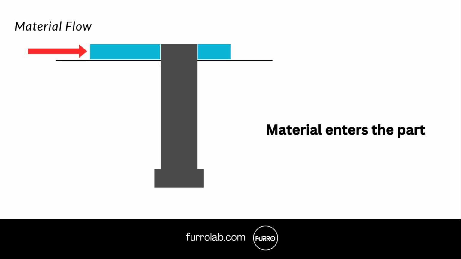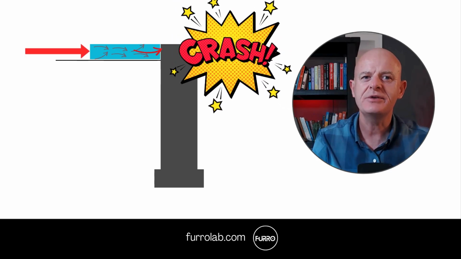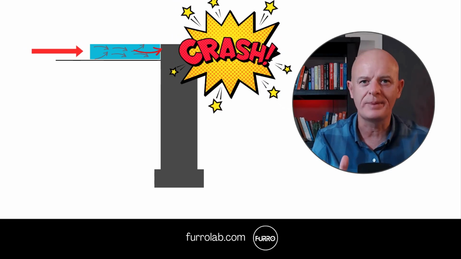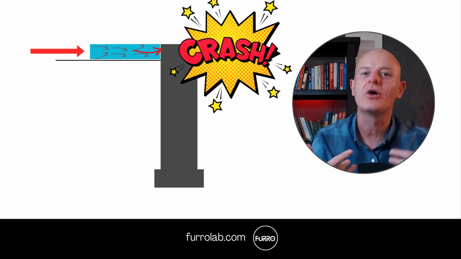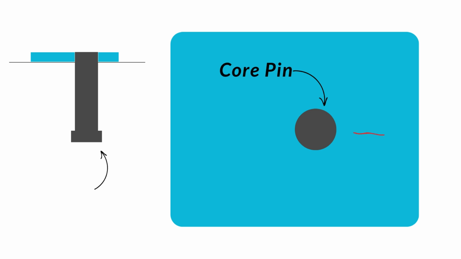Here's the material flow with the core pen. The material bumps into the core pen. It has to go around. Remember the weld line? Weld line happens on the opposite side of the core pen.